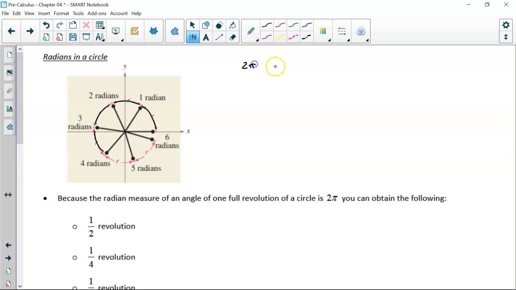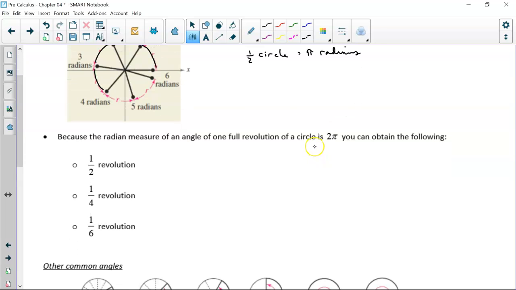So 2 pi radians equals 360 degrees. So if we have a half circle, that's going to be half of 360, which is 180 degrees. So half a circle is going to be about pi radians. I know it's a lot at once. We'll get used to working with this notation.